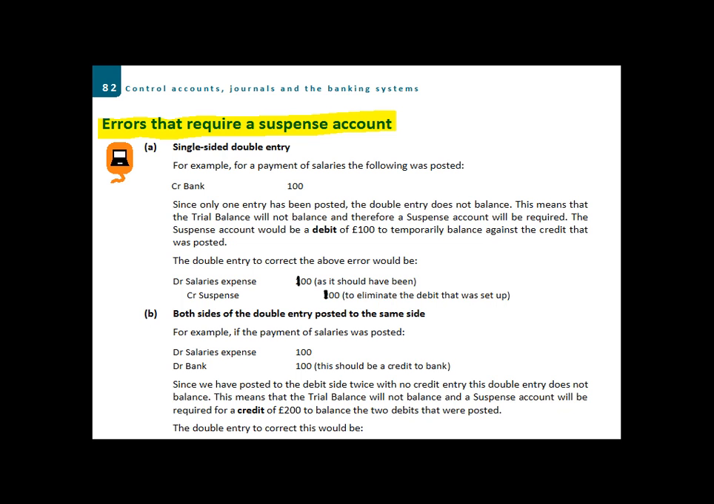Now remember, a suspense account is required when the trial balance doesn't balance. So if the debit column does not equal the credit column, we require a suspense account to make it temporarily balance while we identify what the error is. Well, why wouldn't the trial balance balance? It's because one of my original double entries wouldn't have balanced. So we require a suspense account where an original double entry did not balance, so where for at least one of our transactions, the debit did not equal the credit.